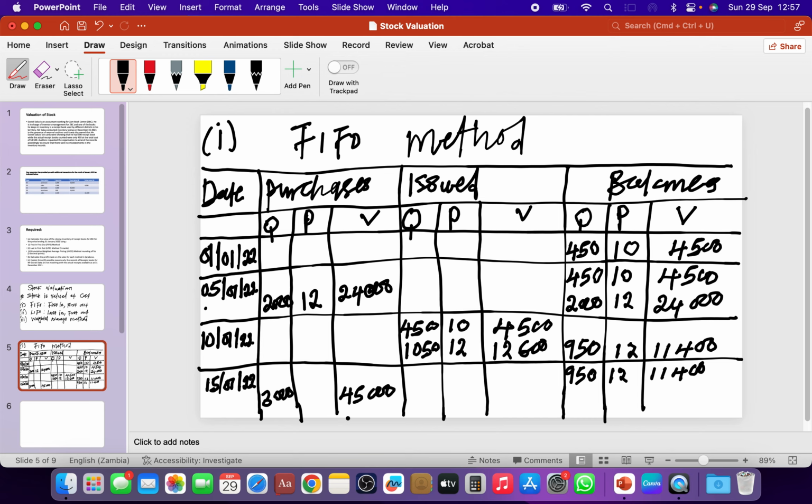Okay. We need to find the price. So if the total value is 45,000, the quantity is 3,000. You divide by 3,000, you get $15. Okay. Therefore, bring it here. You have 3,000 quantity at $15. The value is $45,000.